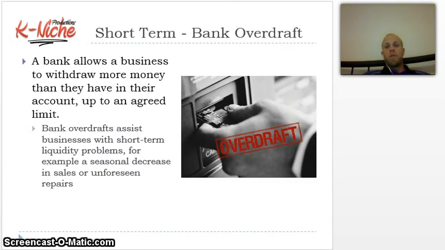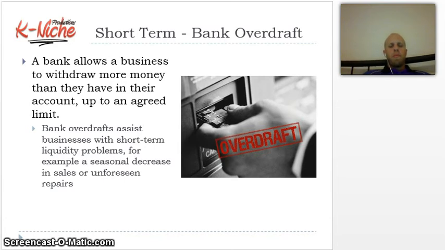Our first form of short-term debt is our bank overdraft. Basically, a bank gives permission for an individual or a business to withdraw money that goes below how much they actually have within that bank account, and that's based upon the pre-approval by the bank, because they believe that your credit trustworthiness is enough that you're going to pay them back.